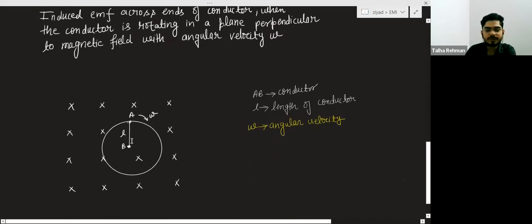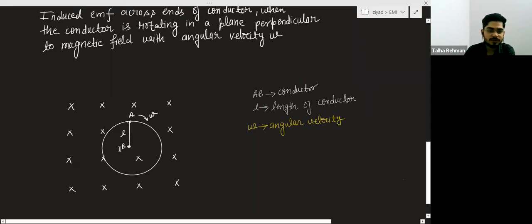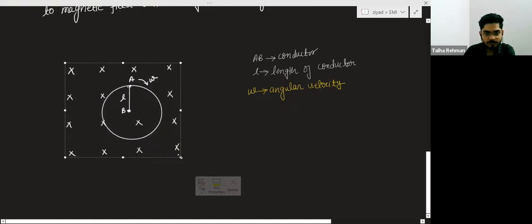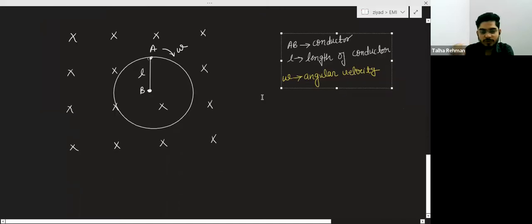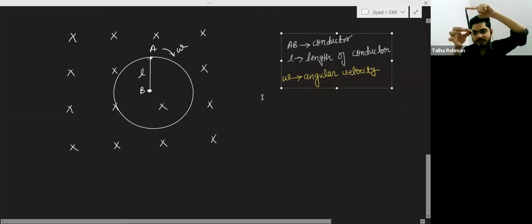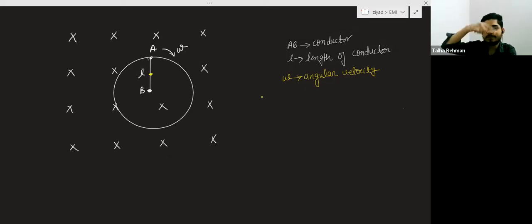Now this wire is rotating in a circular path in this direction. This is wire AB, and this wire AB is rotating with angular velocity omega. Not a circular path, I mean this whole wire is rotating. This whole conductor is rotating about the axis. So if you take any point on this wire, that point will perform this circular motion. If you are able to imagine.